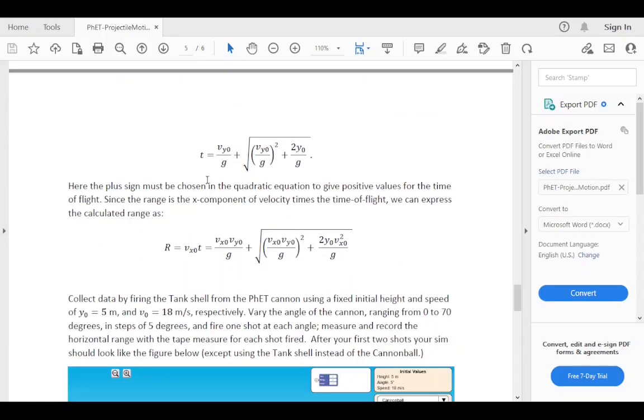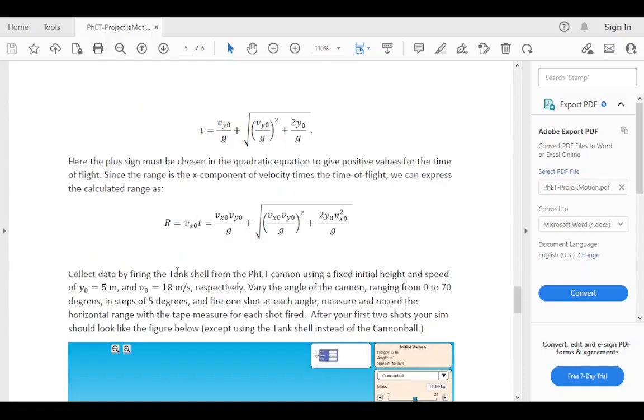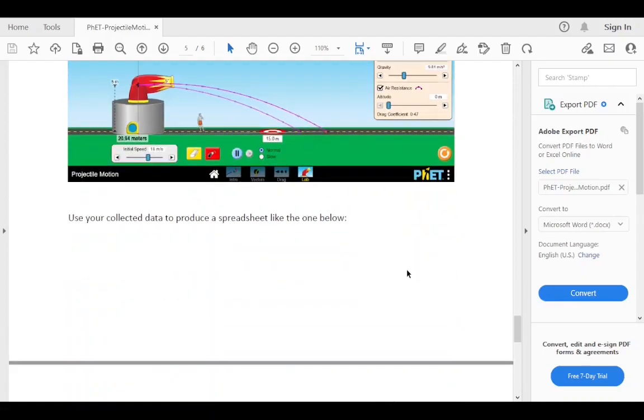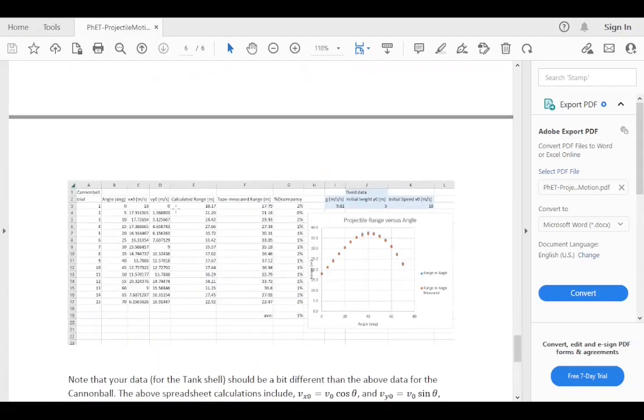So let's see what they ask us to do here. We're going to collect data by fixing the height at 5 meters, so we're not going to change the height anymore. We're going to keep the default speed of 18 meters per second for shots fired, but we're going to vary the angle that we shoot the cannon at from 0 to 70 degrees in steps of 5 degrees. And then we're going to measure the range of shots fired at those different angles, and collect that data in our spreadsheet, which is going to allow us to make a spreadsheet that looks like this.